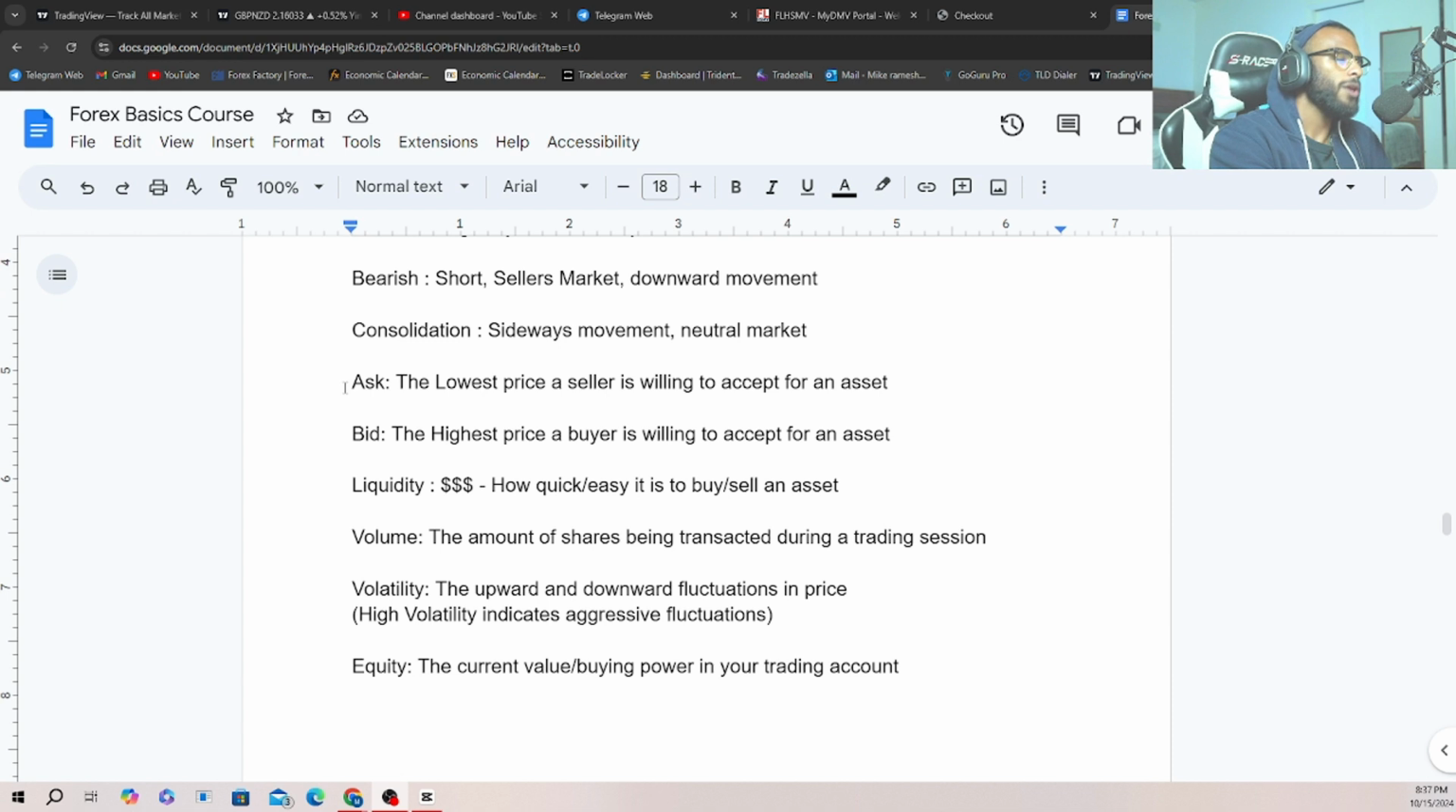Next, when you go on your broker and you go to, let's say, place a trade on MetaTrader 4, you're going to see ask and bid. Essentially the ask is the lowest price that a seller is willing to accept for an asset. When we say asset, we're referring to the market you're trading, whatever currency pair you're trading. So the ask is the lowest price that a seller is willing to accept for an asset, and the bid is the opposite. The bid is the highest price that a buyer is willing to accept for an asset.